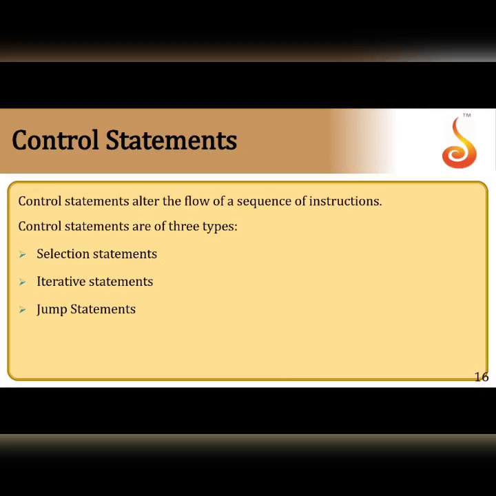Next is control statements. Control statements alter the flow of a sequence of instructions. Before that, we have to know what the flow of instructions is. Always the instructions are executed in a sequential manner, starting from the first line of main to the last line of main. If you want to alter that sequential execution, we use control statements. There are three types: selection statements, iterative statements and jump statements.